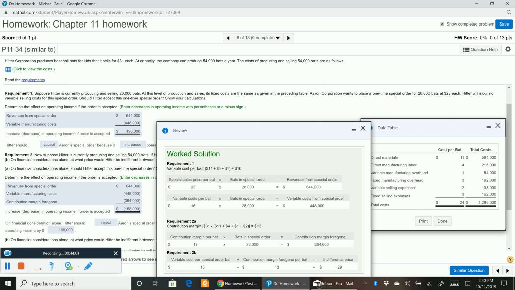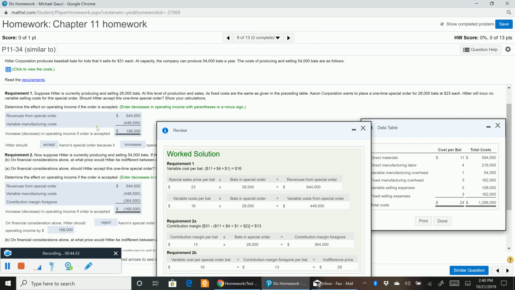They want to place a one-time special order for the 28,000 bats. As I just explained to you, we do have enough capacity within the assembly line in the manufacturing plant to make these 28,000 bats. But they don't want to spend $31 to buy each bat, which is our normal sales price. They only want to spend $23 each. Hitter will incur no variable cost for the special order. Should we accept the special order?